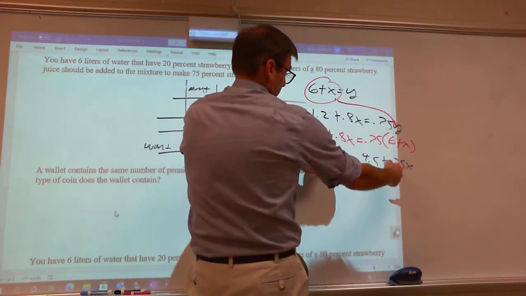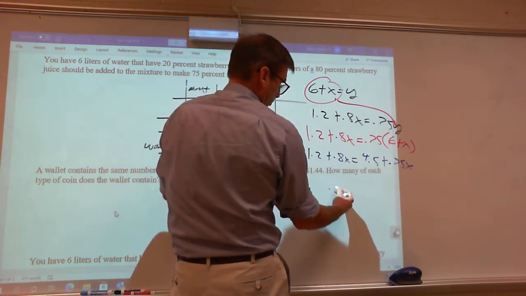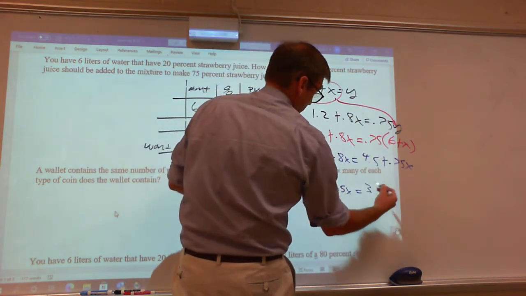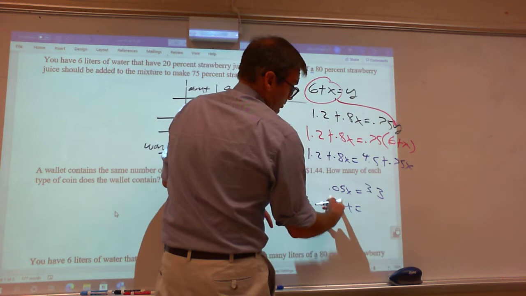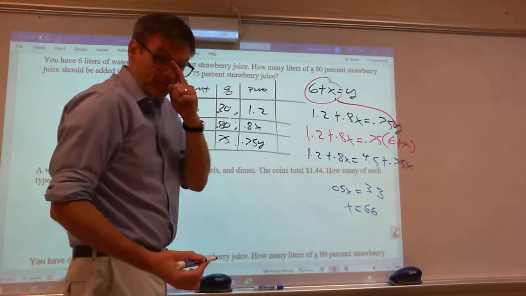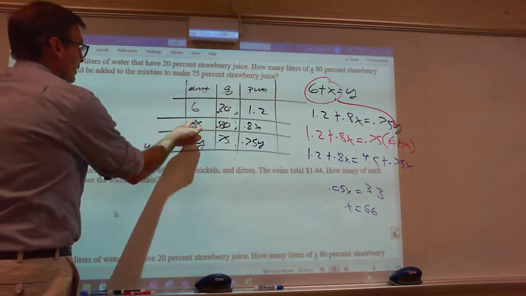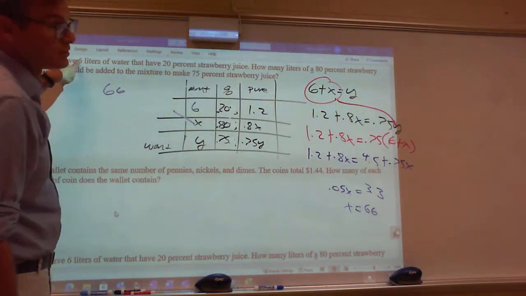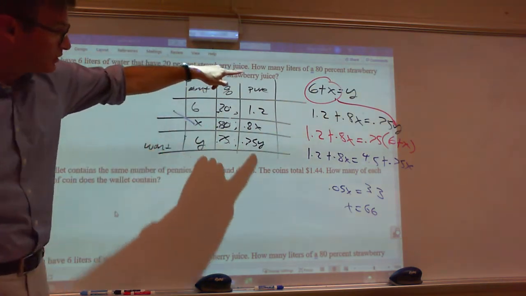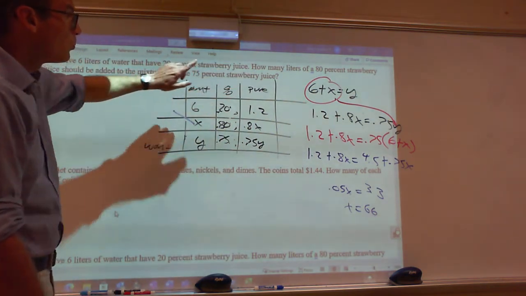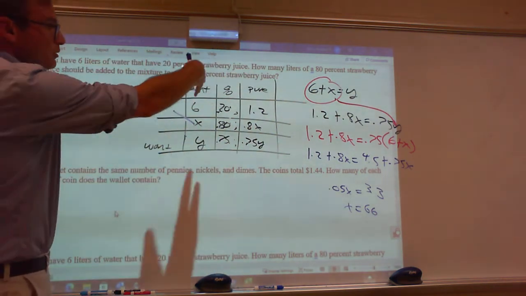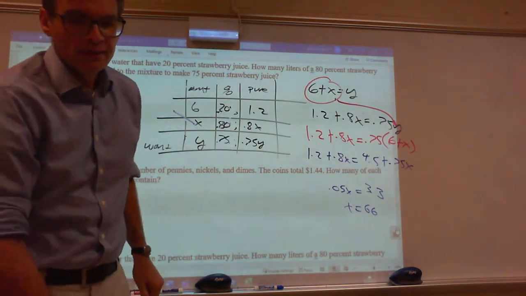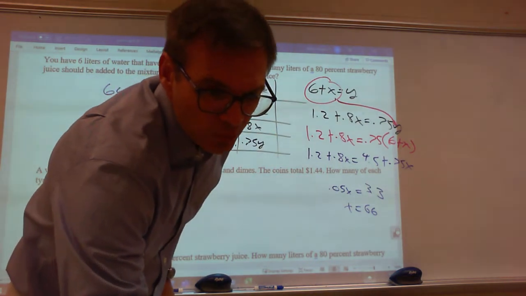If I subtract this, I get 0.05x is equal to, and I subtract that, I get 3.3. And it turns out x ends up being 66 liters. So that's our answer, 66 liters, which, if you compare it to 6 liters of water, you got to add a ton of something that's mostly strawberry juice so that you can end up with a 75%. All right, so that's one thing.